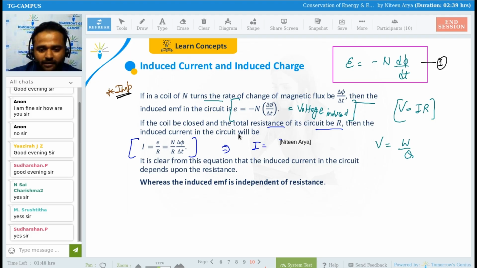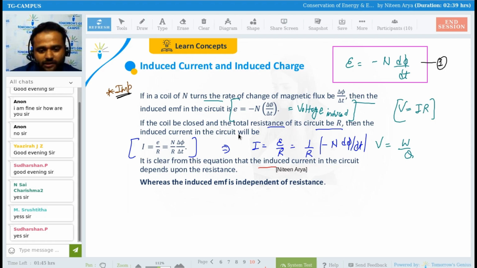I, which is V by R, E by R. E is what? Minus d phi by dt. Cool enough. 1 by R minus N d phi by dt. But I don't need this now. Isn't it? Because I apply a mod. So anything inside a mod, modulus, is going to be positive. I use maths here because we have a tool to clear it out. Okay. And physics I already taught. This negative sign, why it is important.